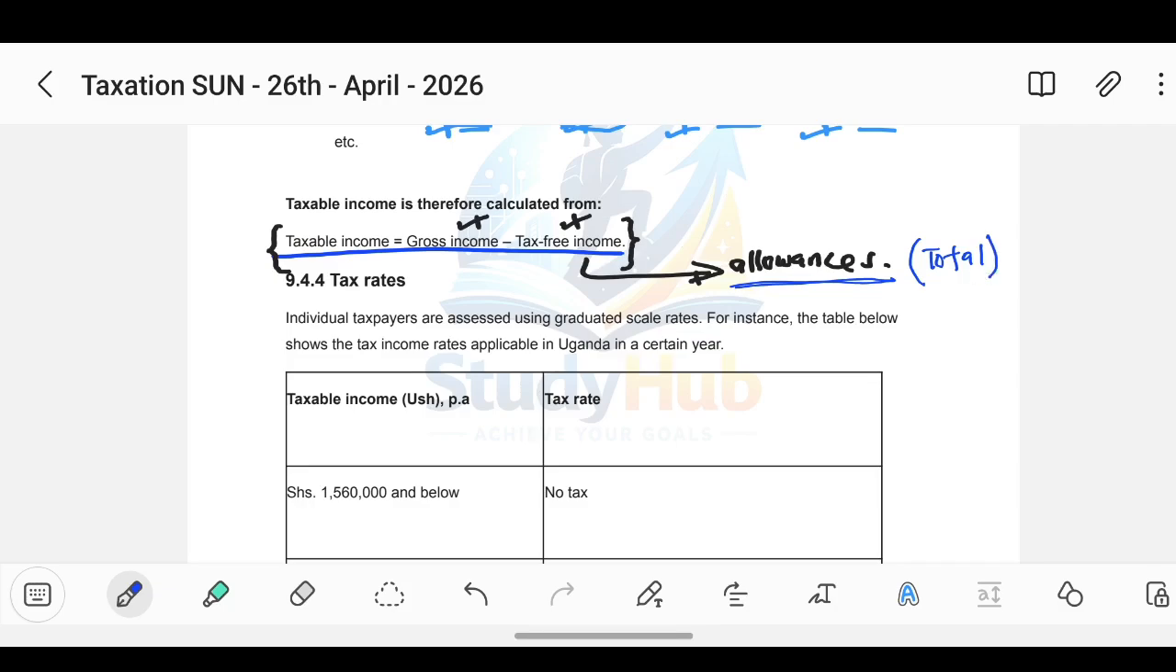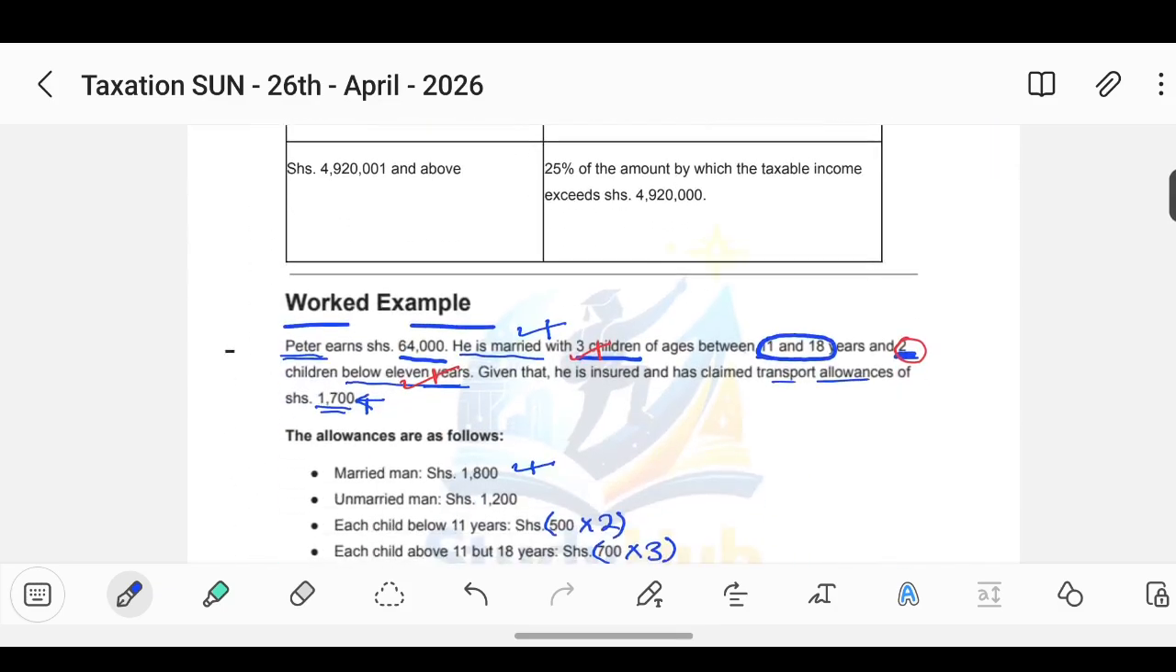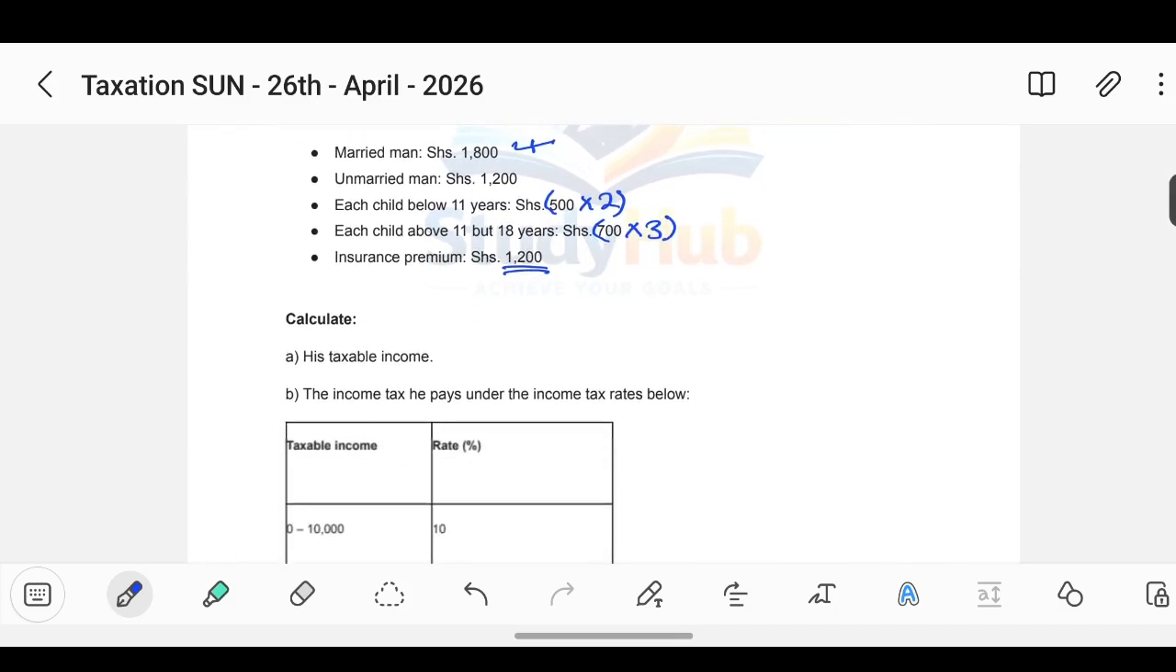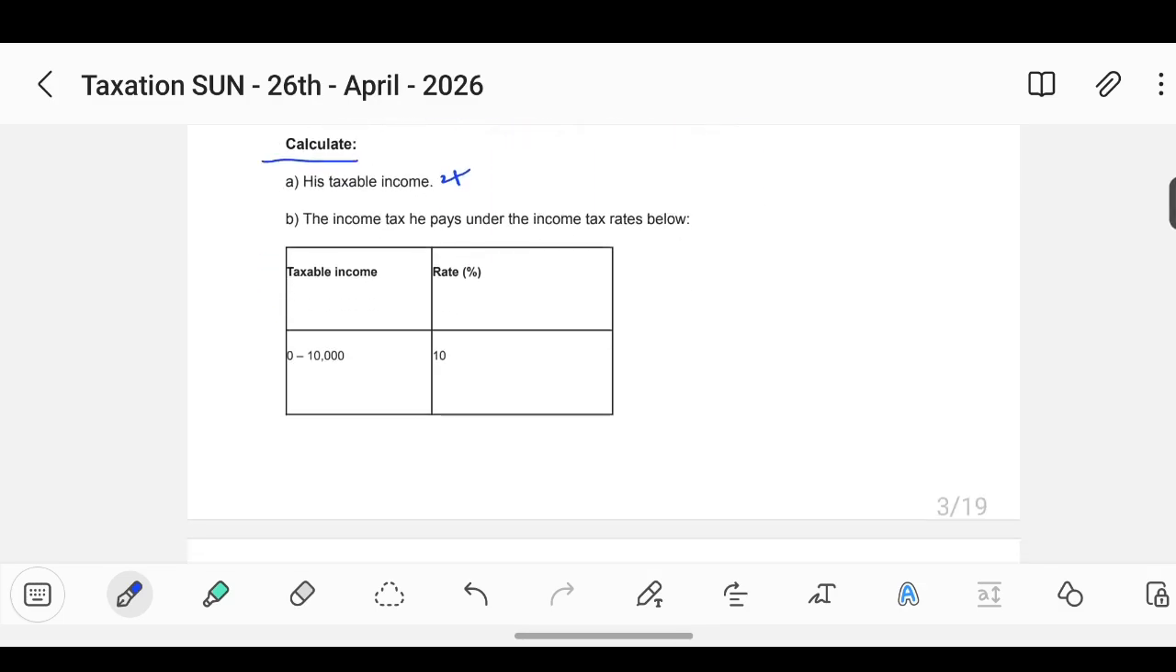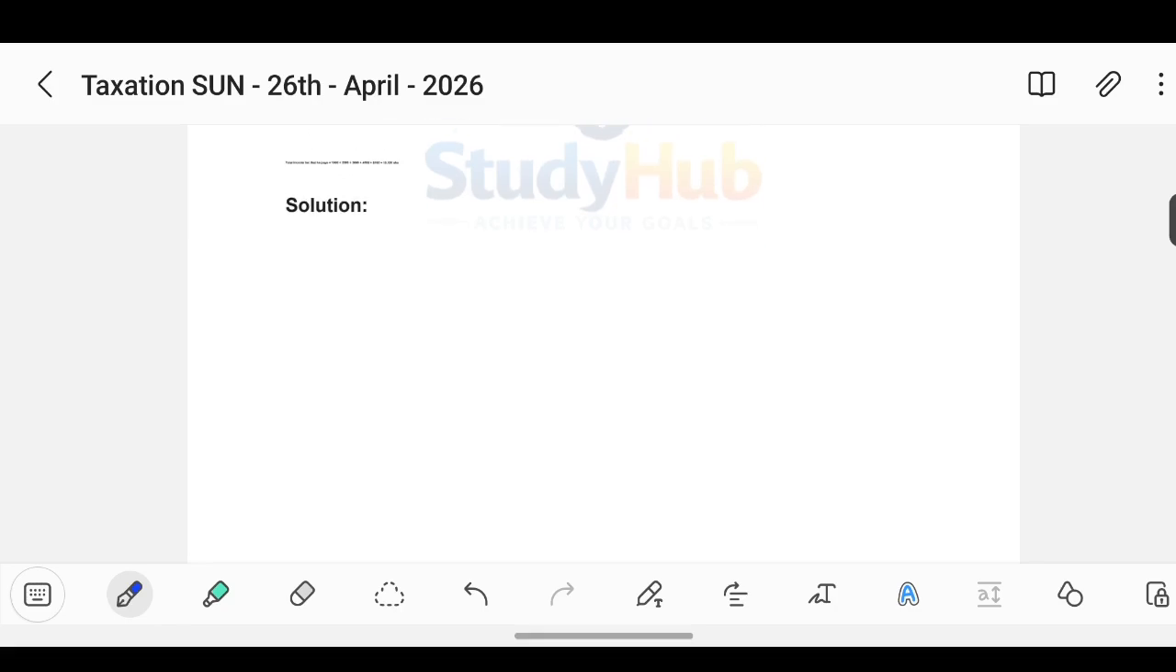When you get the total, you already have the gross, and the remaining part will be taxable income. So let us look at the question. Calculate his taxable income. How are we going to get the taxable income? Use the formula. So let us use this space left here.